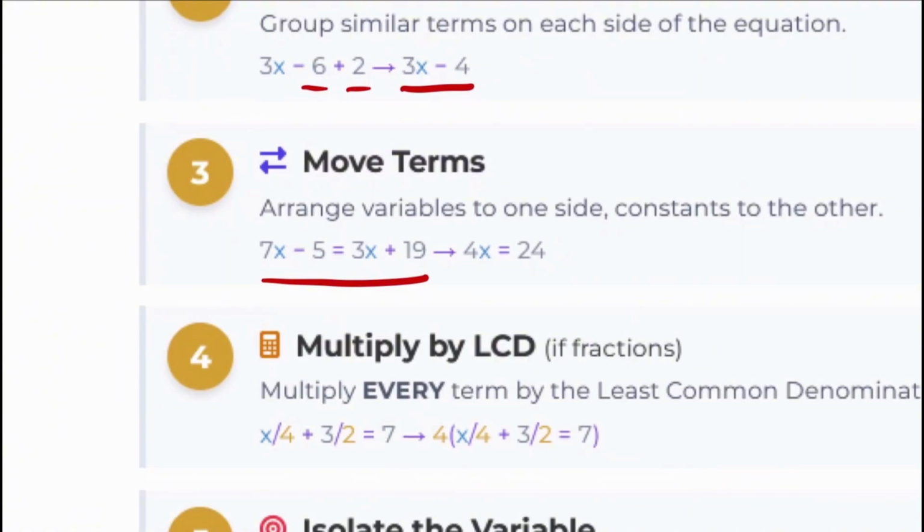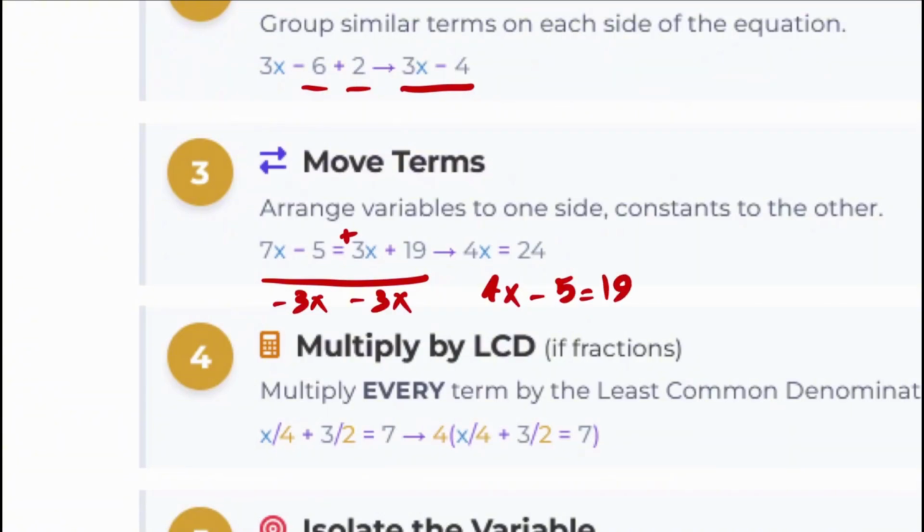As you remember from the previous module, in order to get rid of that, we have to use what? Since it is positive, we have to use the inverse operation. So at this point, what do I have? I have 4x minus 5 equals 19.